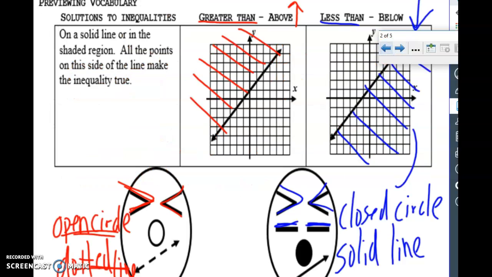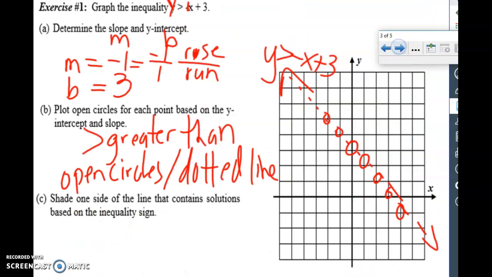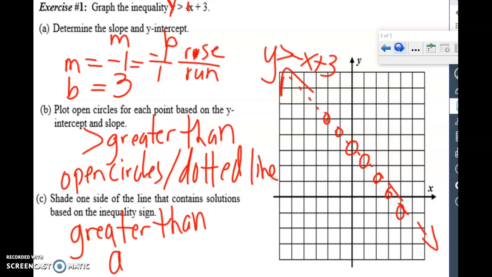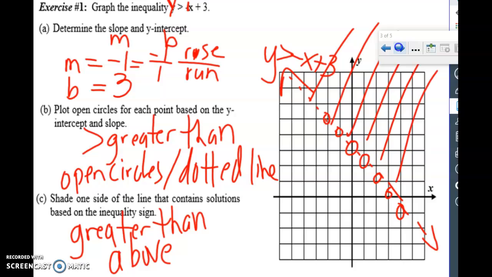So let's go back to that visual. If this is greater than, then it's above the line. Okay? So greater than means we shade above. So this slope is a little bit different. It's negative, but still, if you were looking at the graph, this would be above the line. Okay? And there you have it. You have just graphed an inequality that was in slope-intercept form.